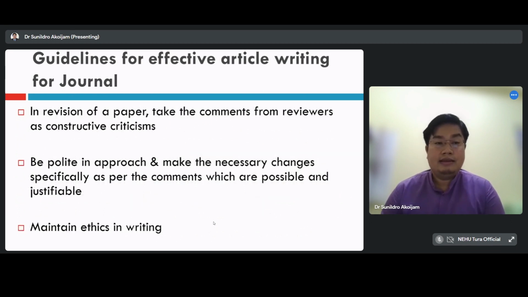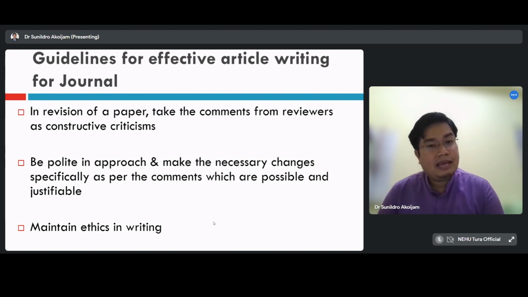Then, in case you got a comment and you are asked to revise the paper, you are supposed to take the comments from reviewers as constructive criticism. There are many cases wherein you will accept the comment, and there may be some cases wherein you are not agreeing to the comment. But you should always be polite in approach.